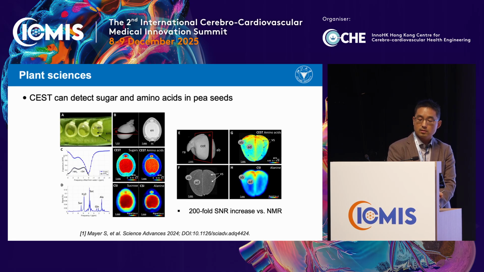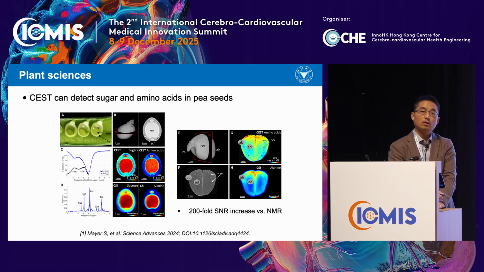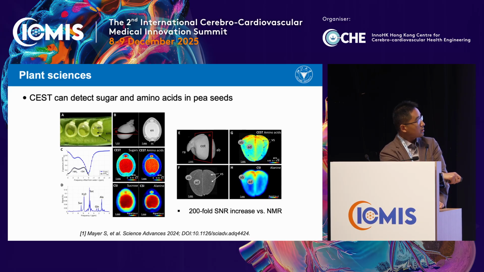And lastly, this is a fun slide. We can even apply CEST fMRI to plant sciences. We can go beyond in vivo situations. This is a study coming out from Germany. What you are seeing here are pea seeds. As we all know, pea seeds have a lot of sugar and amino acids. These things can be detected by CEST fMRI. So you see here, these are very nice high-resolution CEST maps for the sugar and for the amino acids.